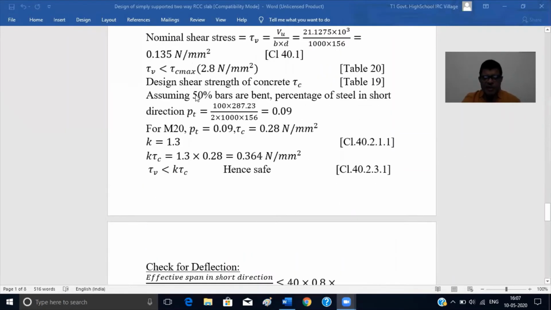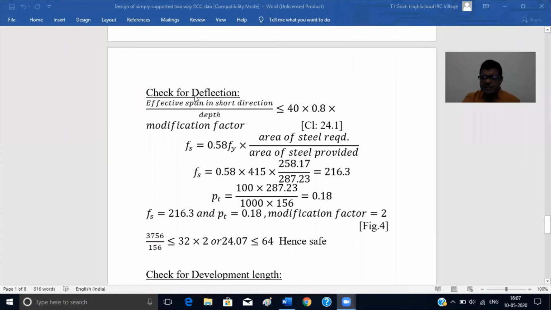So once the check for shear is over, then go for the check for deflection. Again in the slabs, you have this 40 into 0.8. 0.8 is a reduction factor for HYSD bars. You see clause number 24.1, the check for deflection in slabs. We are using 0.8 as the reduction factor for two-way slabs, not for one-way slabs. This is for two-way slabs and for using HYSD bars. So for HYSD bars it is 0.8.